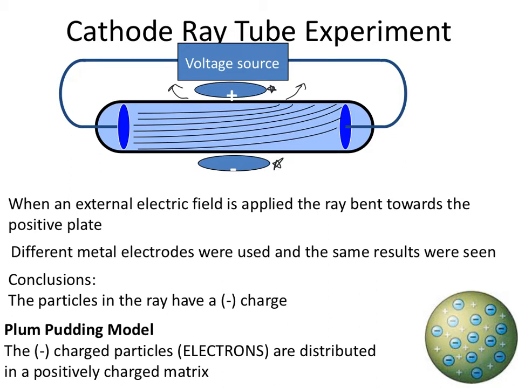So what he concluded from observing this ray was that there are particles in the ray that have a negative charge. And so this led him to call these charged particles electrons and come up with what is known as his plum pudding model. So this is late 1800s, early 1900s, and we now have our first subatomic particle, the electron, inside our atom. So we've come to understand that atoms are in fact not the smallest thing that makes up our matter.